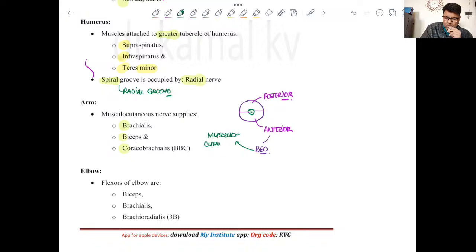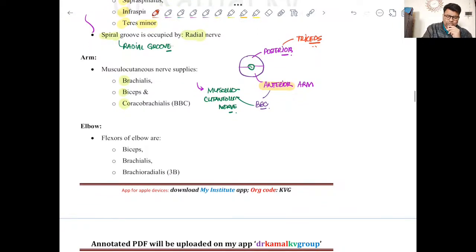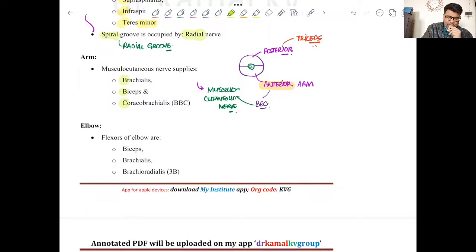musculocutaneous nerve. Clear? So what I mean to say, for the anterior compartment of the arm, the nerve supply is provided by the musculocutaneous nerve. In the posterior compartment, there is only one muscle, that is known as triceps. Clear? So the musculocutaneous nerve is the main nerve supply of the anterior compartment of the arm.